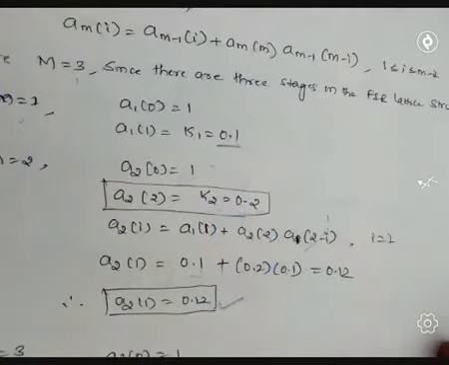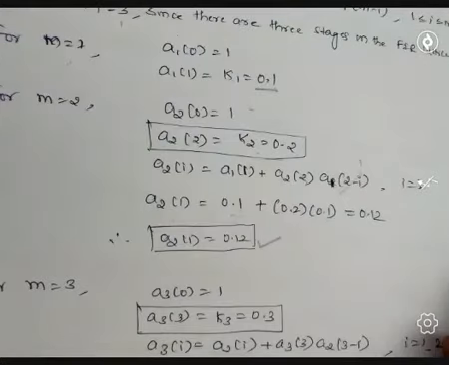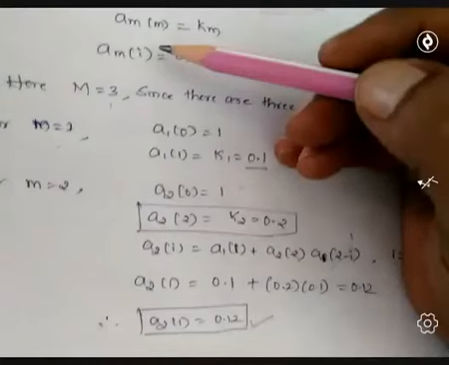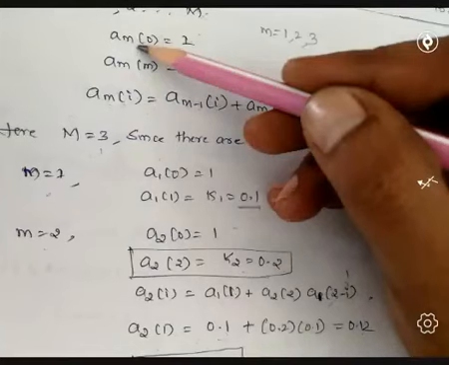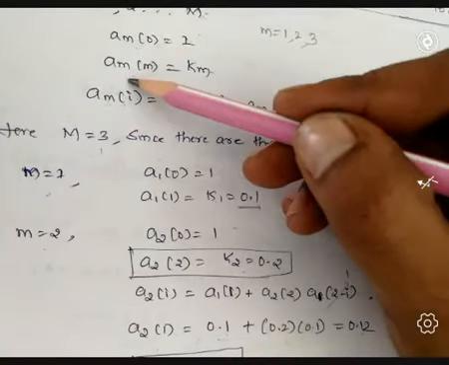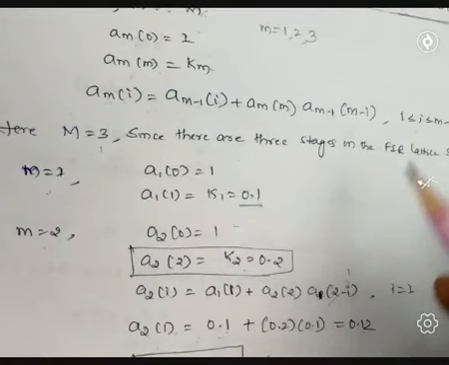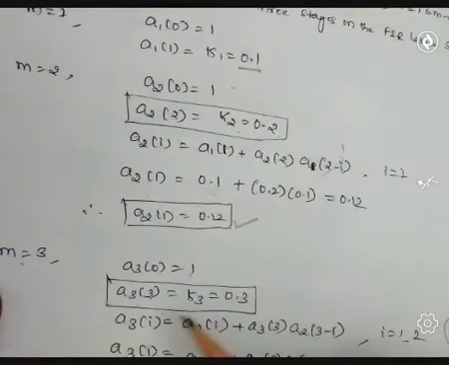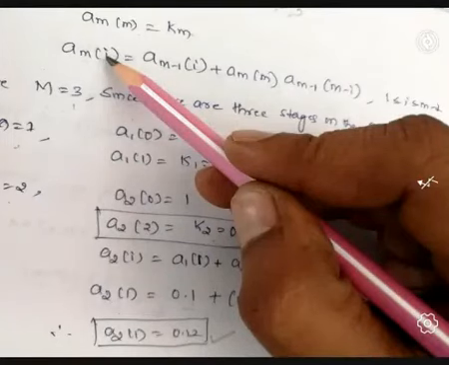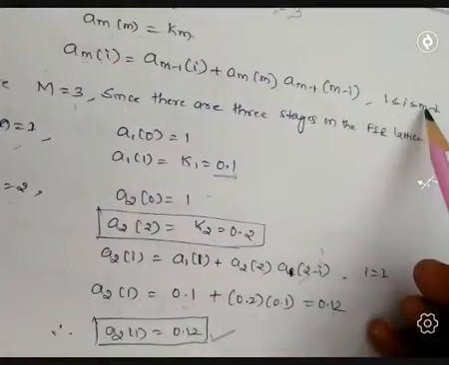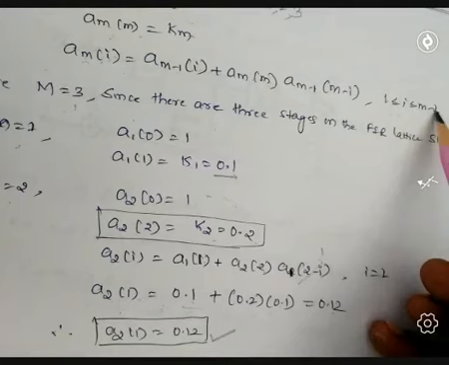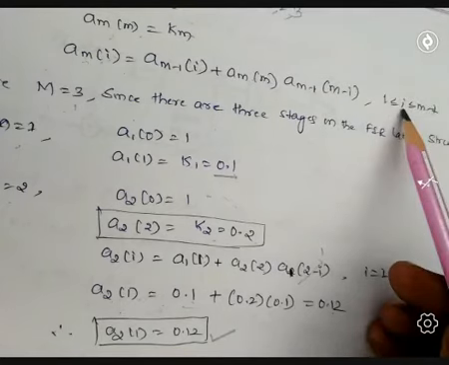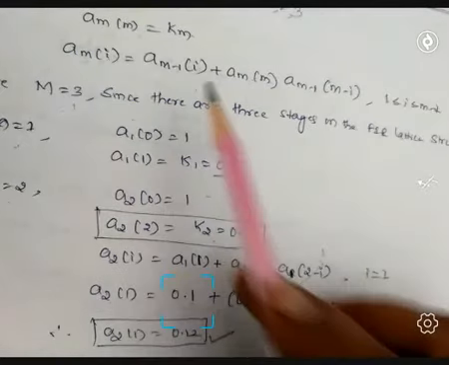Next, if M equal to 3, A3 of 0 equal to 1, A3 of 3 equal to K3, that is given. Next, go for this one. Here I value varies from 1 to M minus 1. M value is 3, 3 minus 1 means 2. I stands for I equal to 1 and I equal to 2 in this equation. First, M equal to 3 is there.